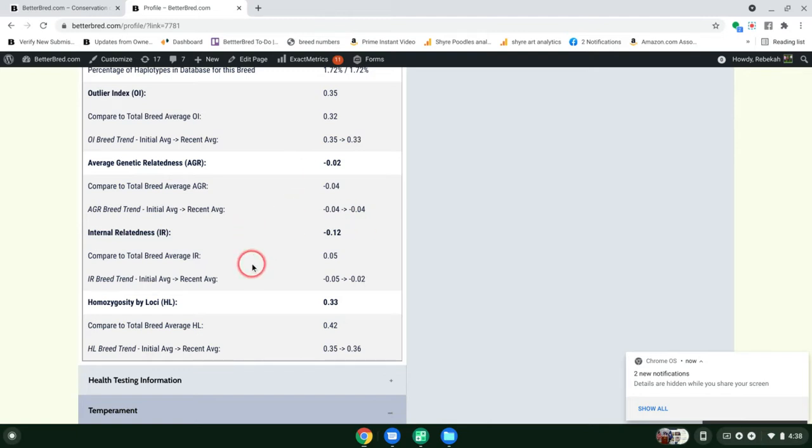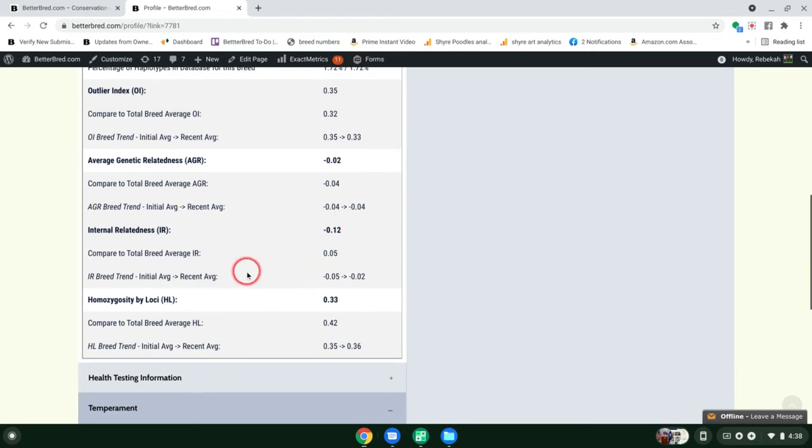Okay, internal relatedness. This dog is very outbred, which means that its parents were unrelated from one another, or it means that this dog just happened to receive genetic markers from its parents that were different from one another. Comparing it to the other standard American Eskimos in the database, you can see that he is very outbred, whereas the average is trending towards more inbred. So that is what that means.